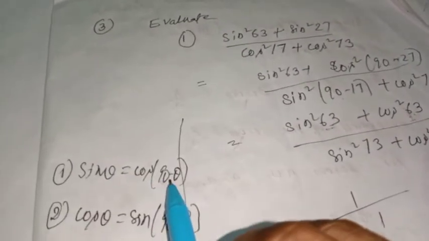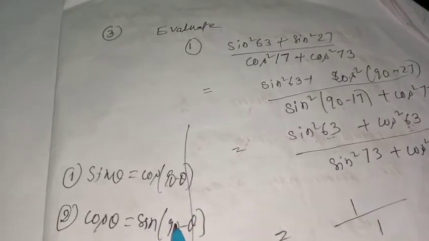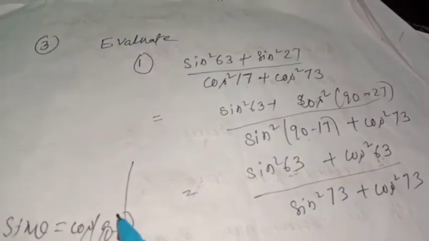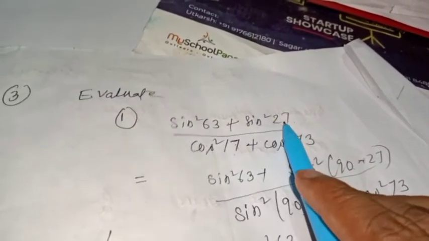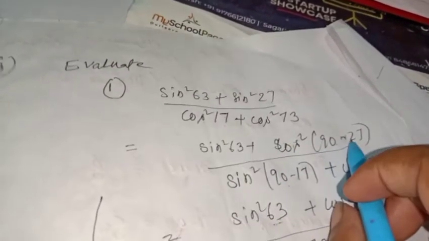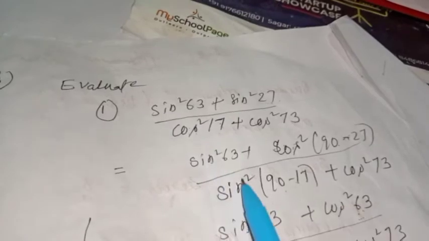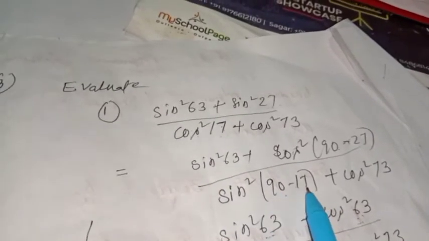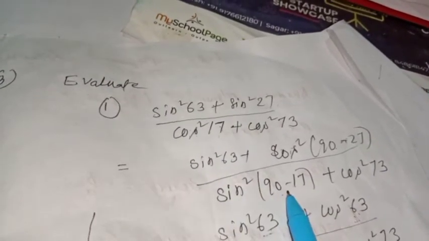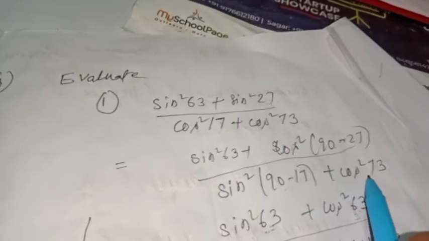We know that sin theta is equal to cos(90 minus theta), and cos theta is equal to sin(90 minus theta). For squares, you can use the same thing. If sin theta is cos(90 minus theta), then sin square theta is cos square(90 minus theta). Similarly, this cos square 17 I have written as sin square(90 minus 17), because cos theta you can write as sin(90 minus theta). And this one is as it is, cos square 73.